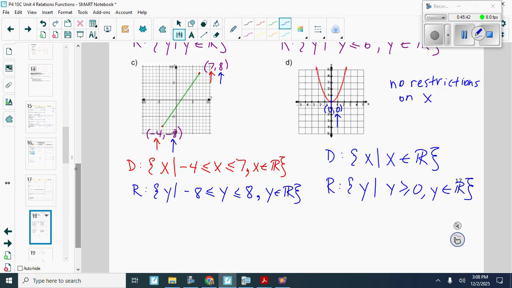Okay, so if your graph is above 0, it's got to be greater than 0. If my graph was downward facing, then it would be less than 0. But it's always got to exist. It can exist at 0 and anything above it.